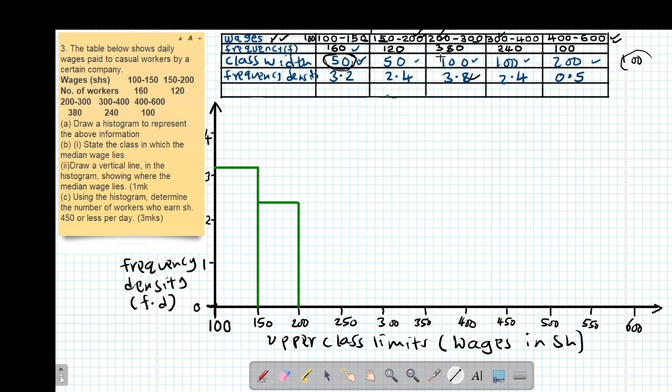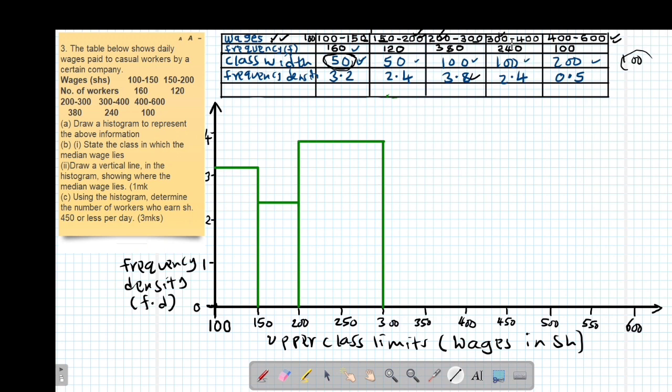Then the next one we have 200 to 300. The frequency density is 3.8. So 200 to 300 is here. So 300 will go up to 3.8. This is 3.0, 3.2, 3.4, 3.6, 3.8. So our 3.8 will be here. Therefore, I'm going to connect these two up to 3.8. So our 3.8 should be somewhere here. So I'm going to connect this one with that bar here.